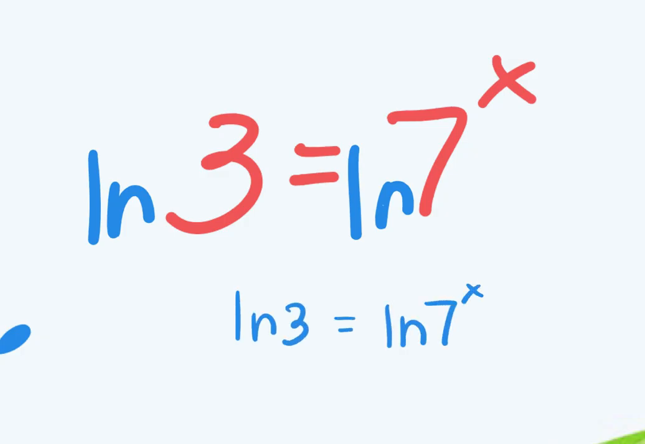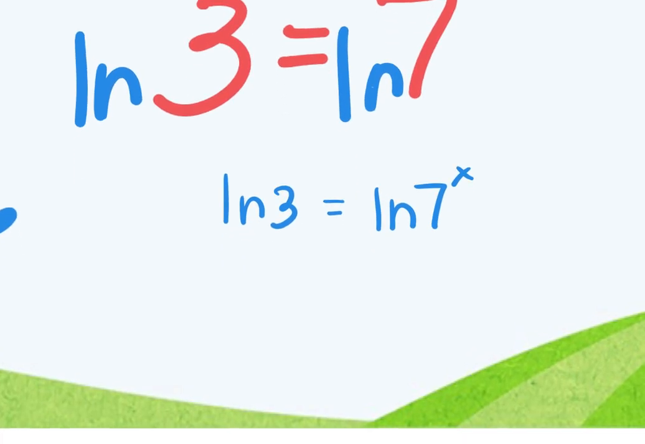What happens on that exponent on the right? If I were to expand this, where does the exponent go? To the front. So this becomes ln of 3 equals x times ln of 7. And if I wanted to isolate that x, what would you do? Divide both sides by ln of 7.